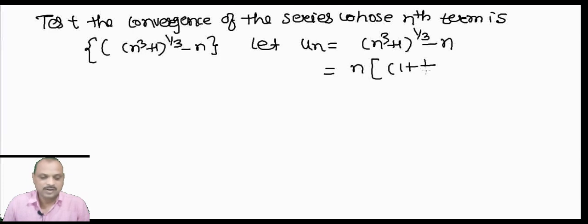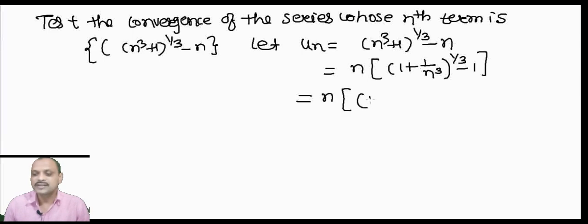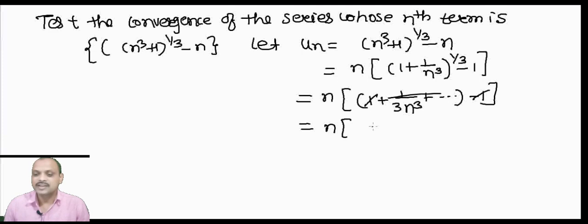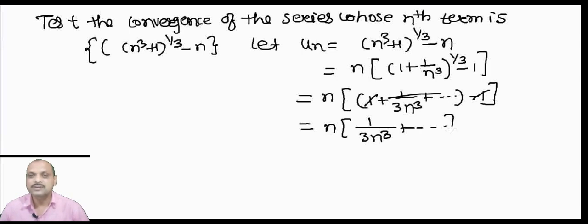whole raised to 1 by 3 minus 1. Now let us expand this by the binomial theorem. Then we get 1 plus 1 divided by 3n cube plus infinite terms, minus 1. Here plus 1 and minus 1 are cancelled and we get n into 1 divided by 3n cube plus more terms. Now ignoring the remaining terms, we get 1 divided by 3n square.